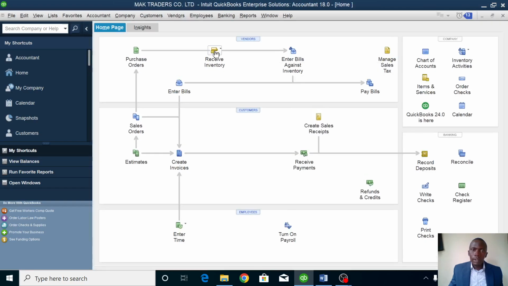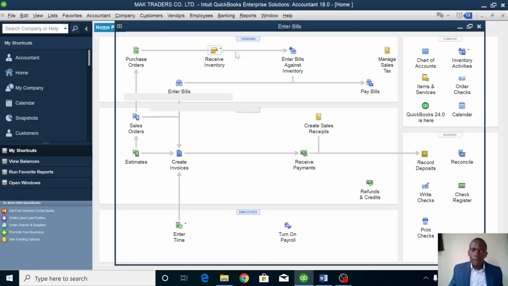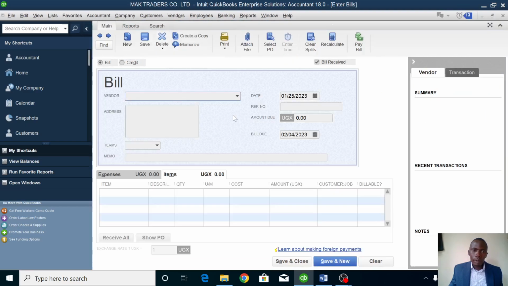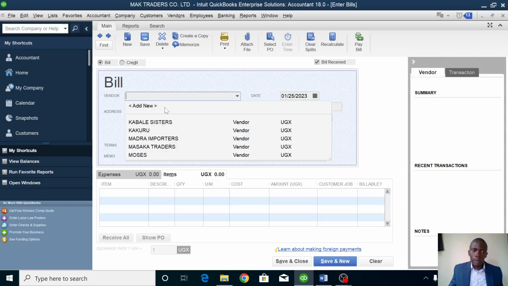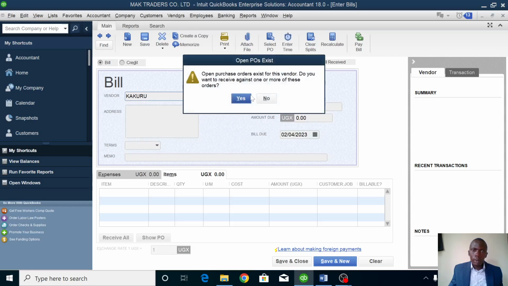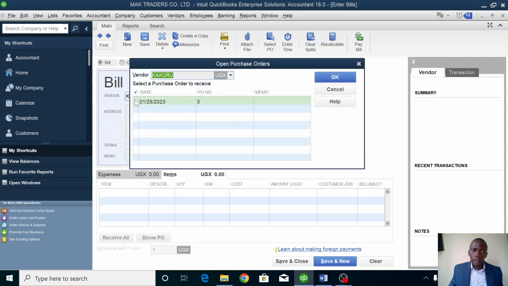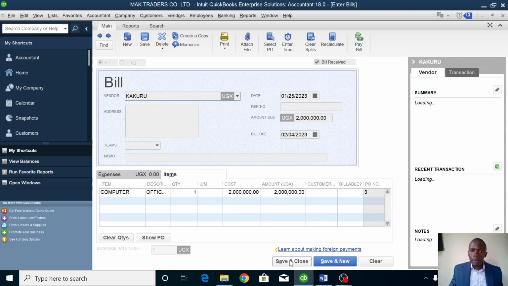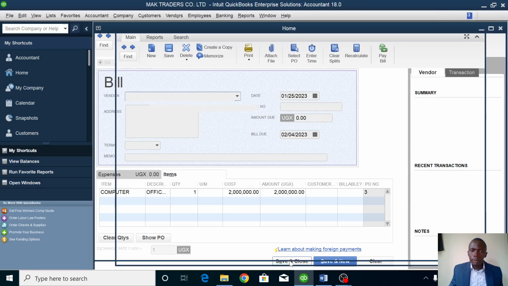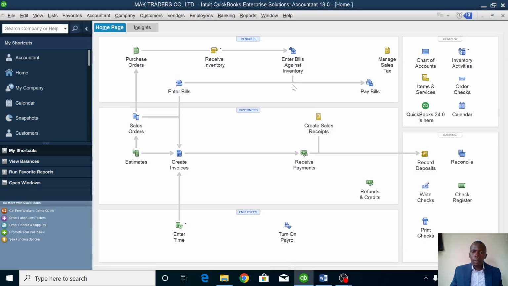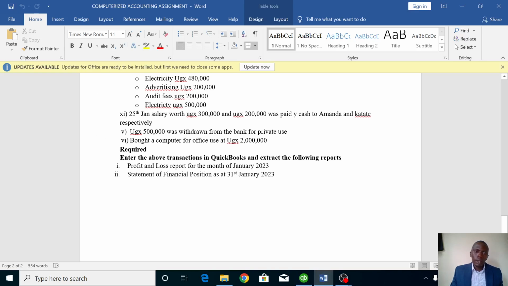So we are going to receive our computer. We will receive it with a bill. Our vendor we had called Kakuru. We say yes, we tick, then we say okay, we save and close. We go back to our question. They are saying enter the above transactions in QuickBooks. We have done it, and extract the following reports.